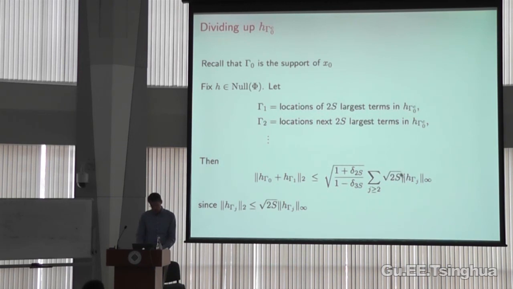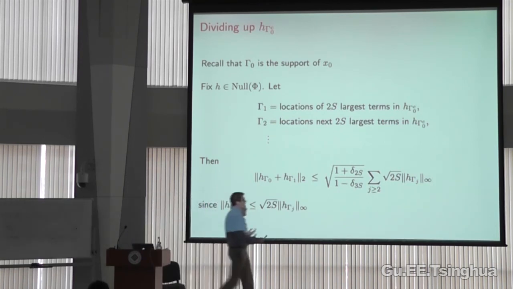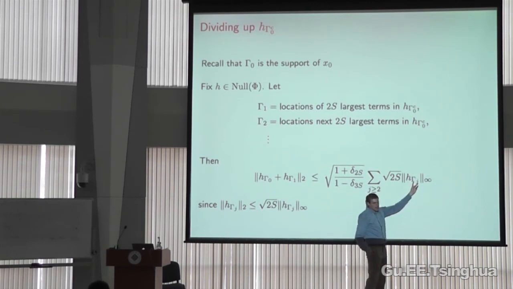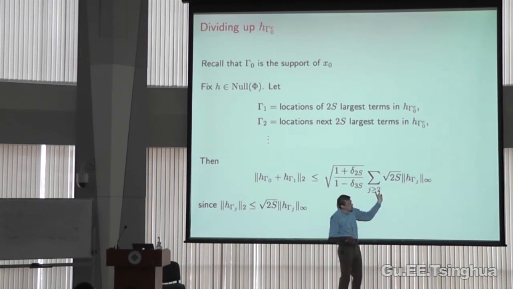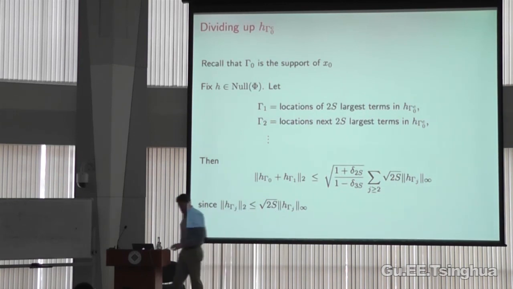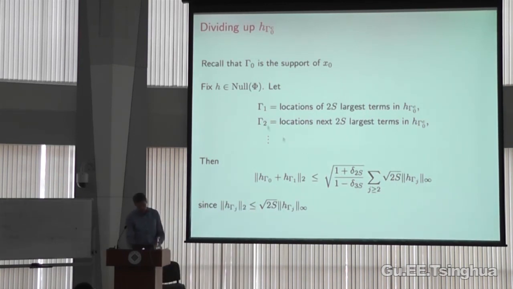By these properties of the relationship between the L2 and L infinity norm, since each of those is 2s-sparse. And then the next thing I can realize is the maximum. So here's the trick we have. We've defined everything in gamma 3 to be smaller than everything in gamma 2, and everything in gamma 2 smaller than everything in gamma 1, just because of the way we defined these sets. That's just how they're ordered.